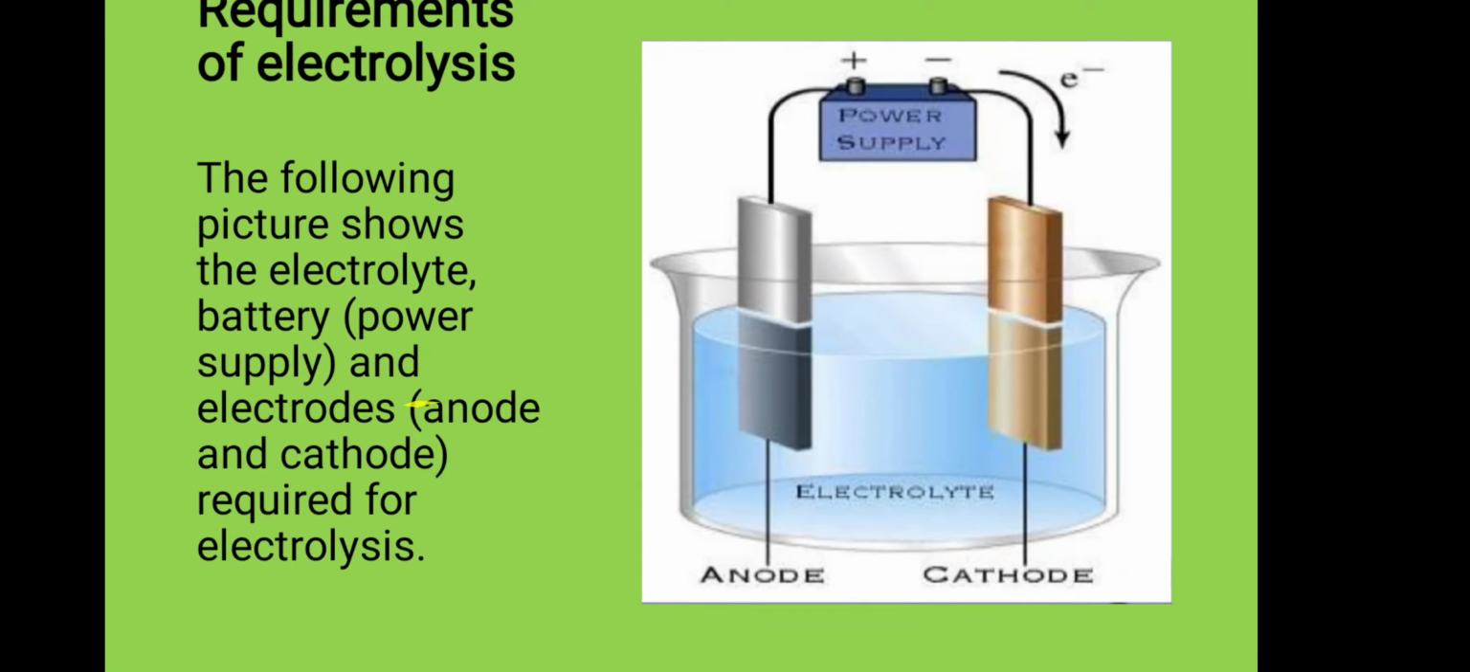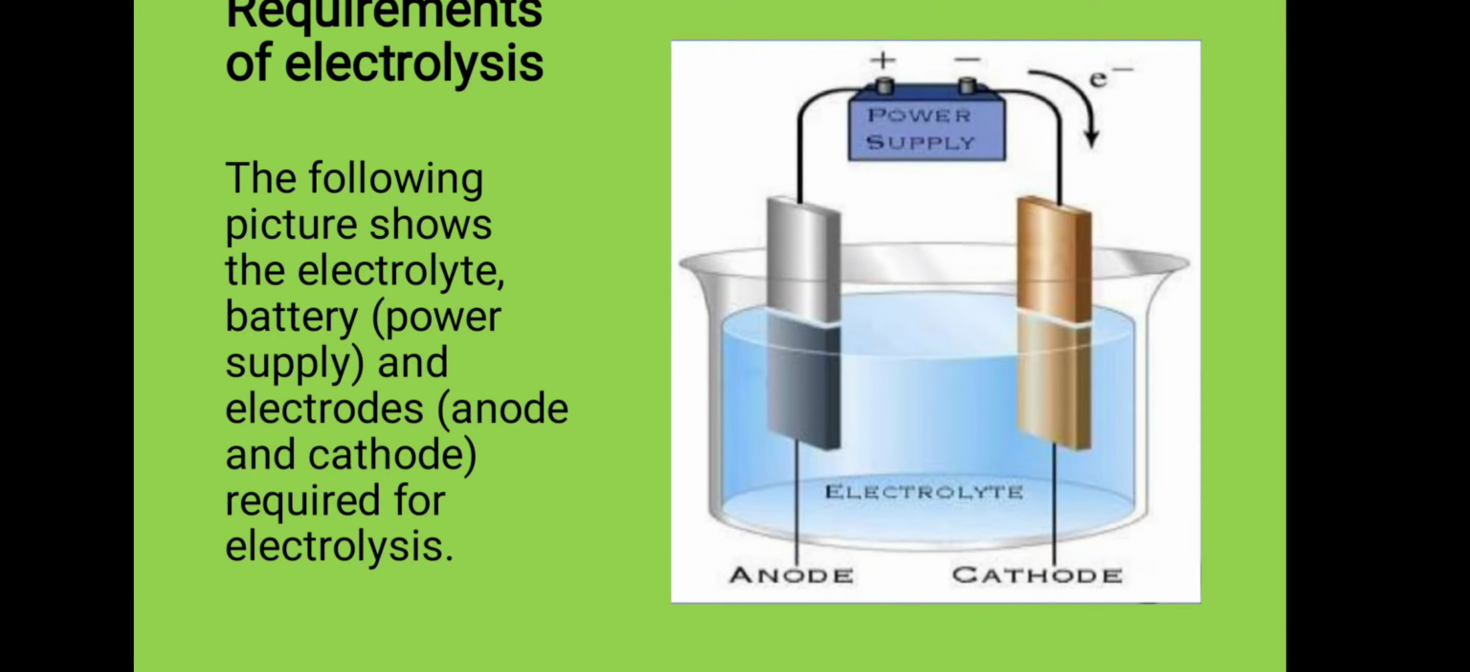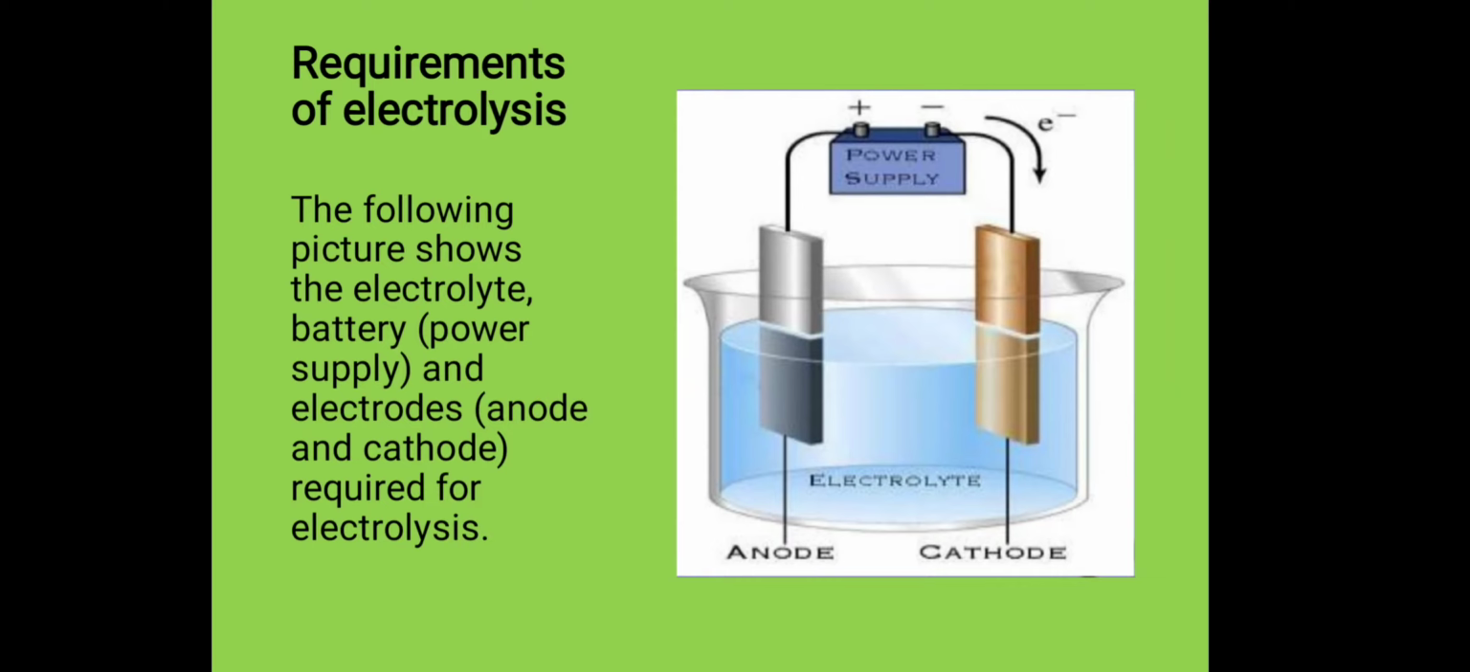This is the picture of the electrolysis process. There is a beaker with the anode and cathode inside. It is filled with electrolyte. This is the power supply. This is the electron flow. The following picture shows the electrolyte, battery, that is the power supply, and electrodes, that is anode and cathode, required for electrolysis.